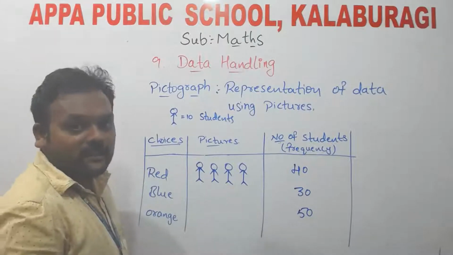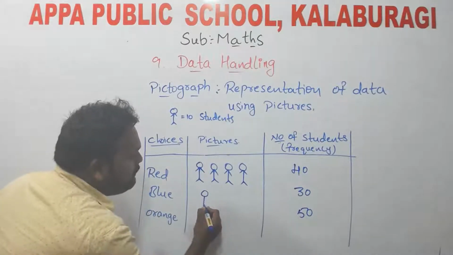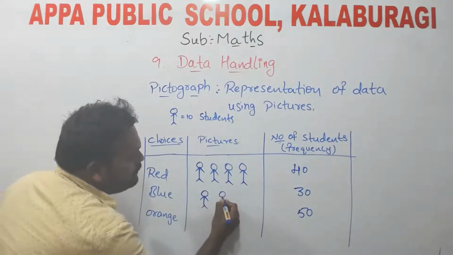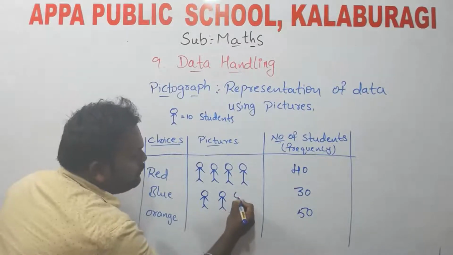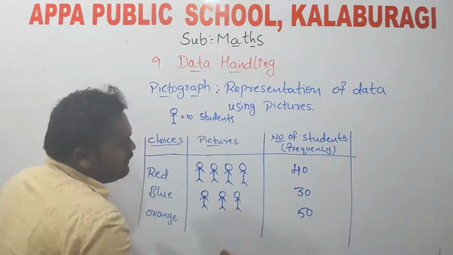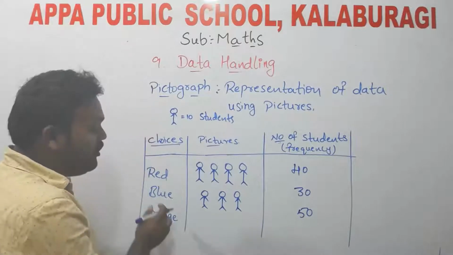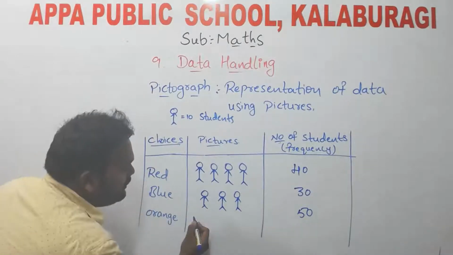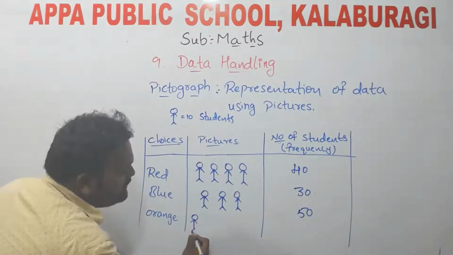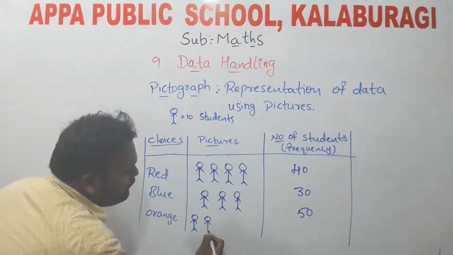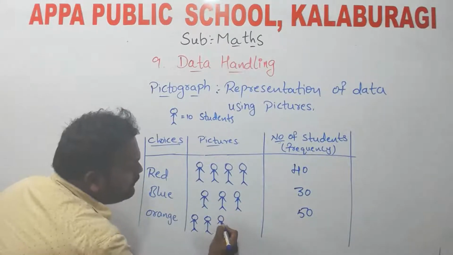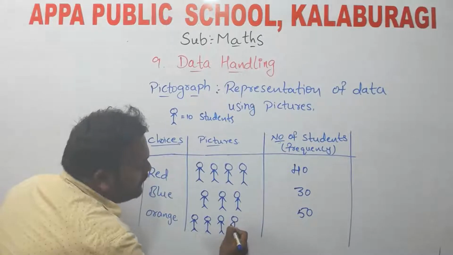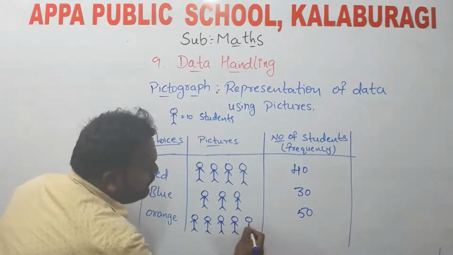You know, 10 times 3 is 30. Yes, I should draw 3 pictures. You see, 3 pictures. 1, 2, and 3. Okay. Next for orange color, 50 is there. I should draw 5 here. That is 10 times 5 is 50. 1, 2, 3, then 4, then 5.